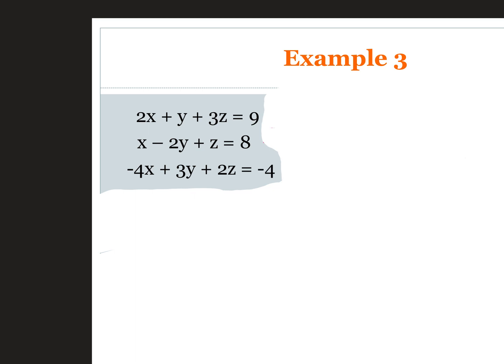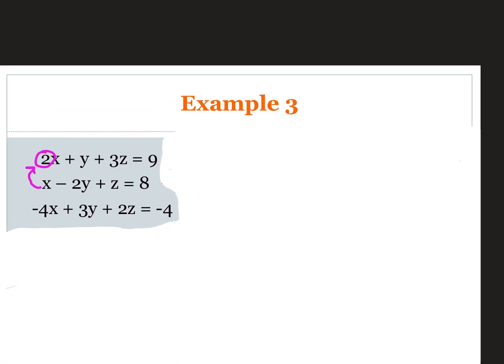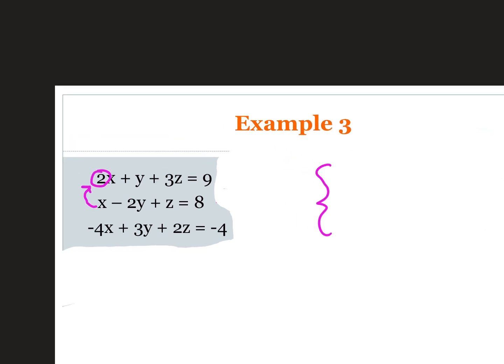All right, let's think about what we need. We need our first equation to be a positive 1x. Well, it's not a positive 1x. I could divide everything by 2, but then I'm dealing with fractions. That's kind of gross. But I do notice that equation number 2 starts off with a positive 1x. So all I'm going to do, guys, is just move it up here. So my first equation, I'm going to rewrite and say my first equation is x minus 2y plus z equals 8. And then now we can go on.